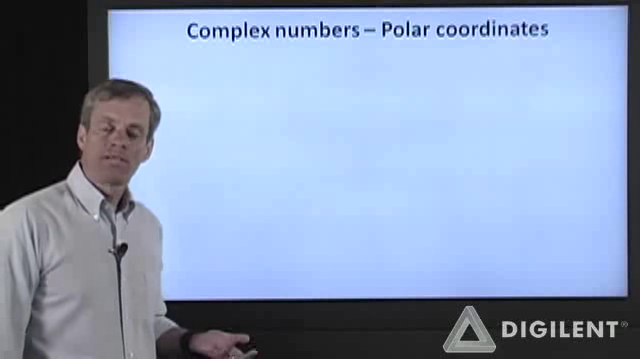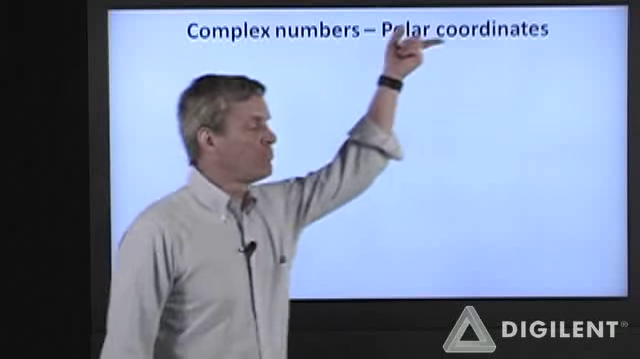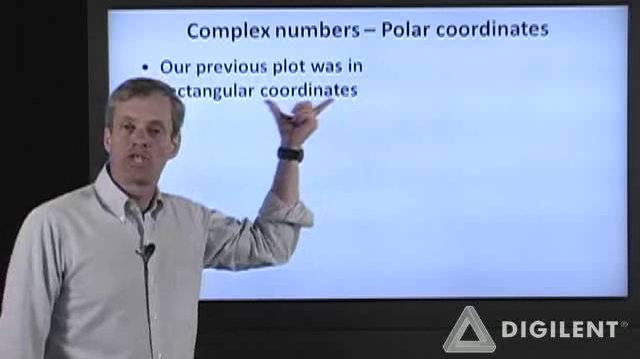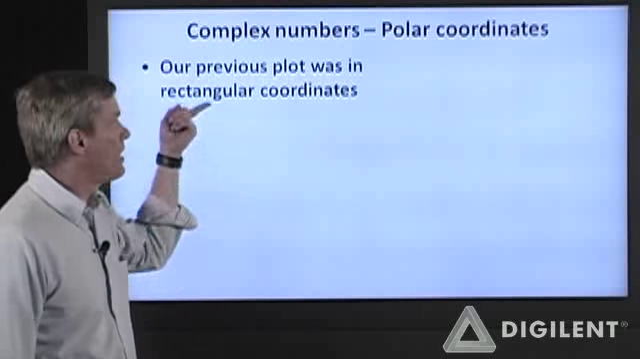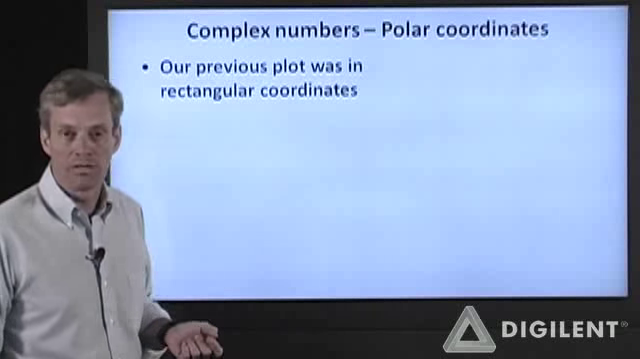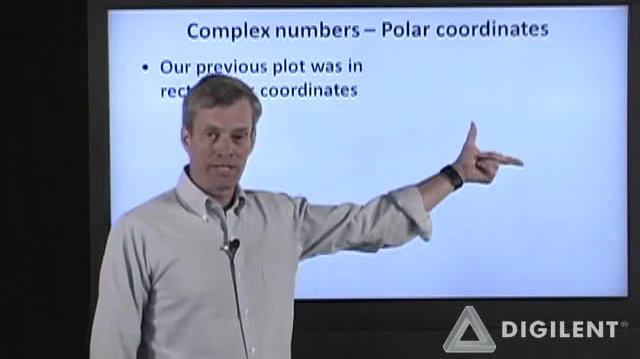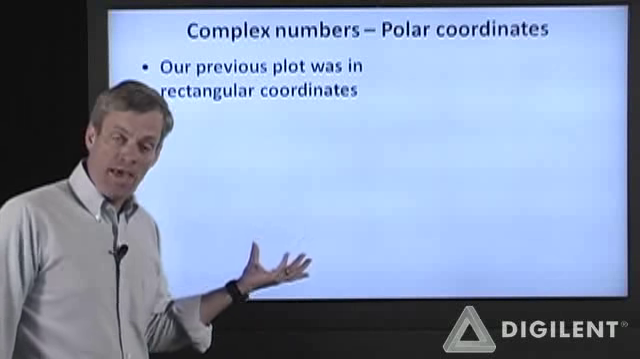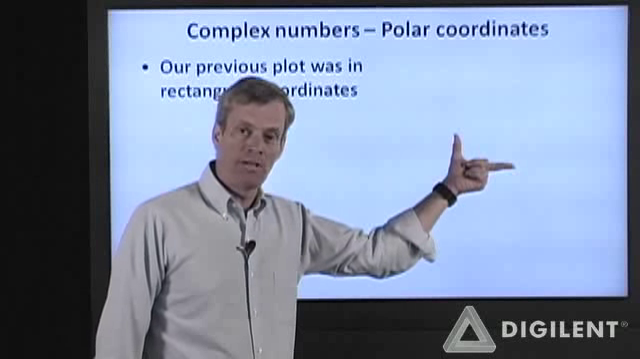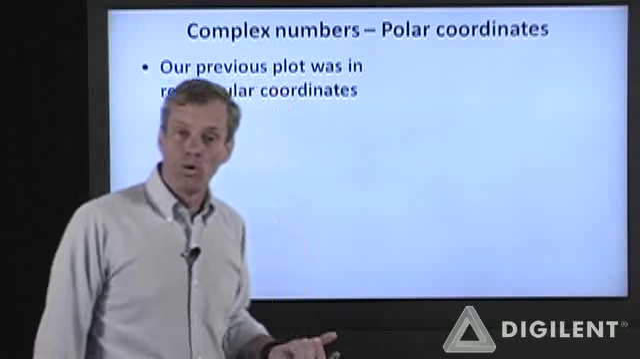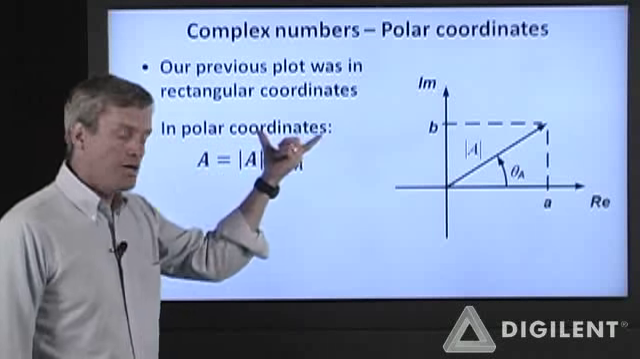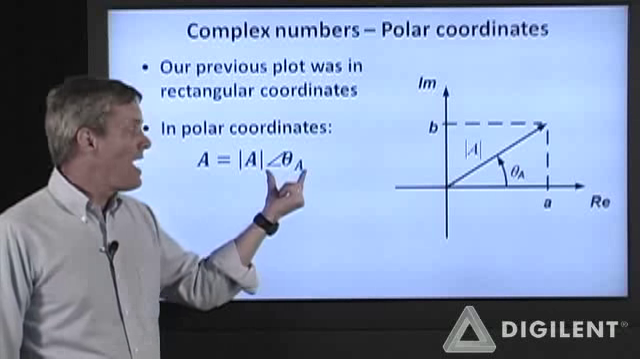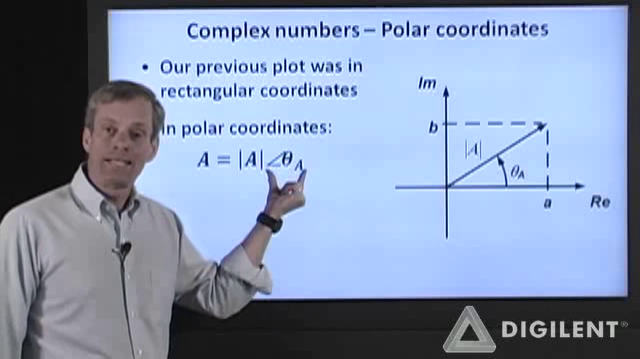In order to use complex numbers effectively, you want to be able to use both polar coordinates and rectangular coordinates. Now, our previous representation and plot of a complex number was on rectangular or Cartesian coordinates. We had essentially an XY coordinate system that gave the real and imaginary parts. Now, any planar location can be represented by an XY plane or rectangular coordinates or polar coordinates. In polar coordinates, my complex number A has some magnitude, capital A, and a phase angle, theta sub A.